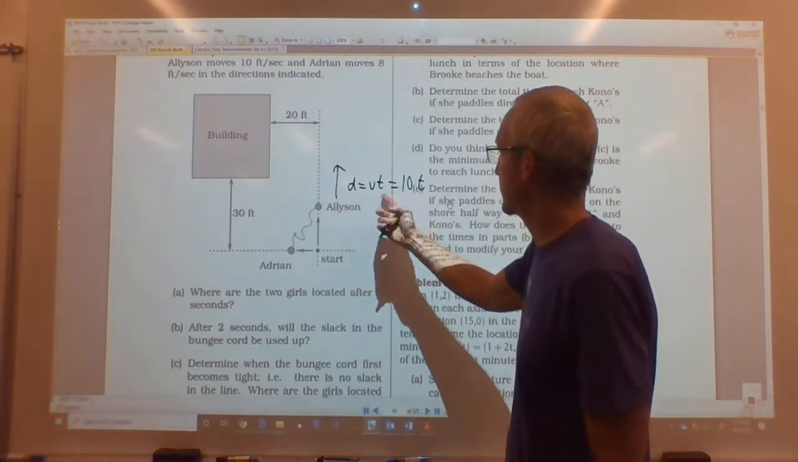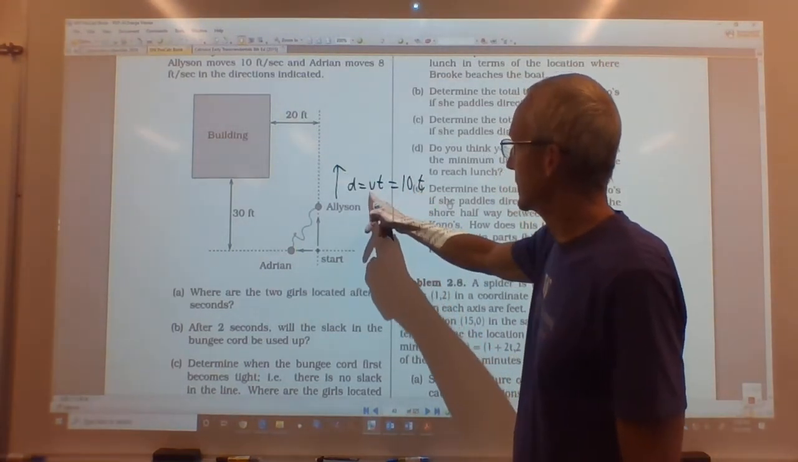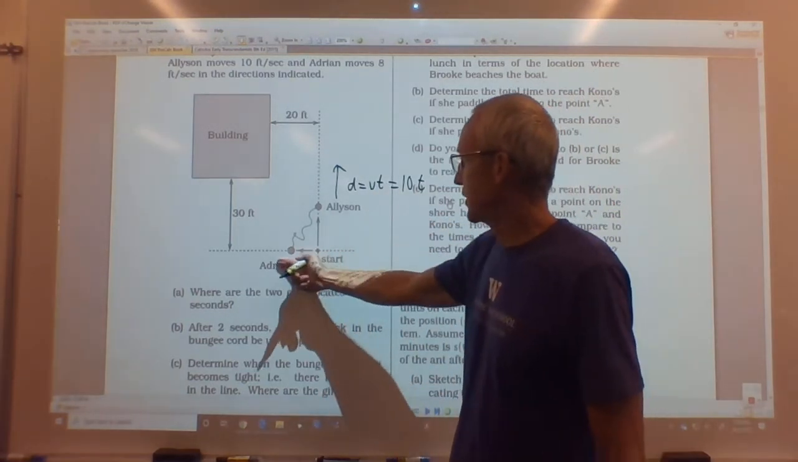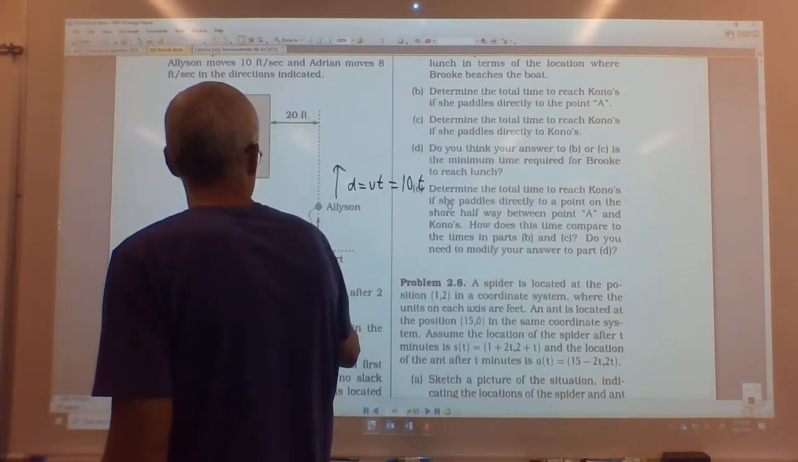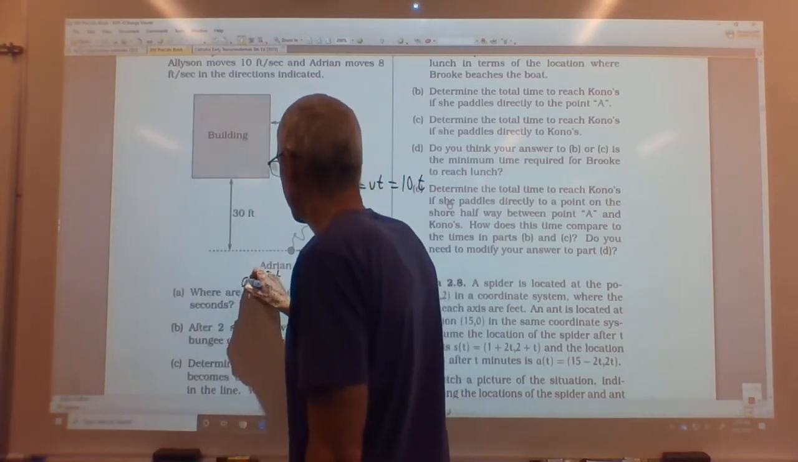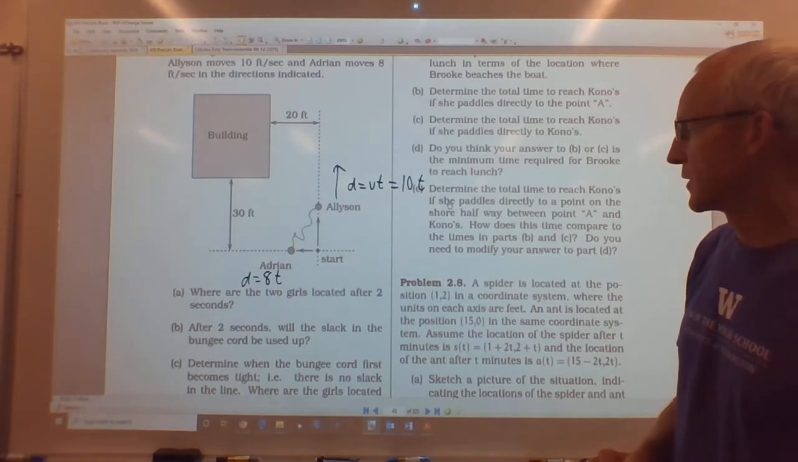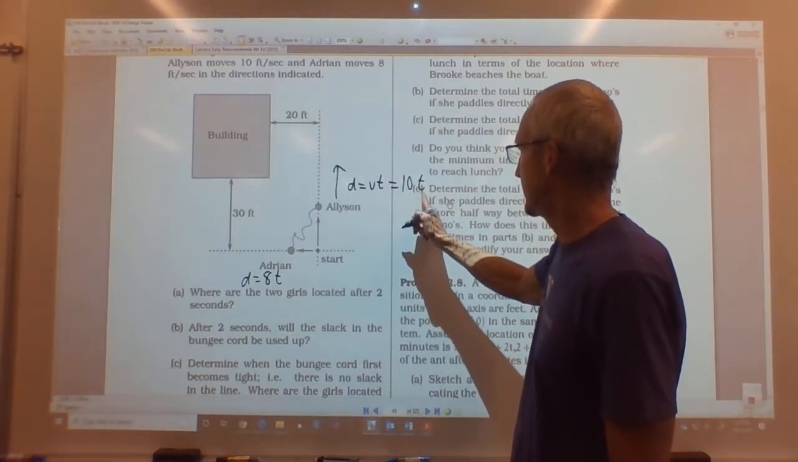Okay, so her distance she goes that way is 10t, and that's in feet, because 10 feet per second times seconds gives us feet. And Adrian, meanwhile, is going that way at 8 feet per second, so Adrian's distance is 8t. Okay, so the distance there is 8t. And where are the two girls located after 2 seconds? So in 2 seconds, t is 2.